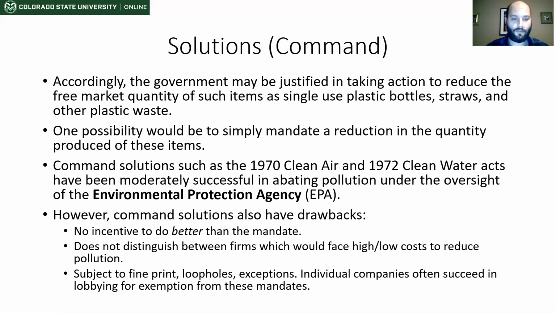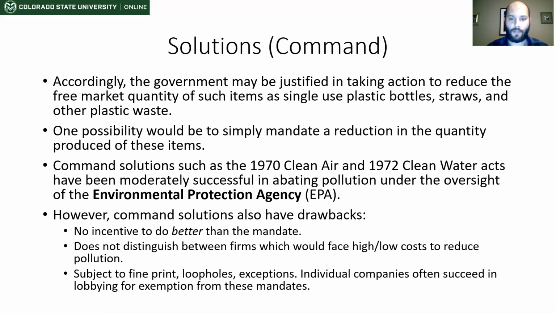Right, so command solutions such as the 1970 Clean Air Act and 1972 Clean Water Act have been moderately successful in abating pollution under the oversight of the EPA. However, these solutions do have some types of drawbacks. First of all, there's no incentive to do better than the mandate. Everybody just has to meet the mandate. So we reduce pollution by some amount, but never really more than that. And it doesn't distinguish between firms which would face high and low cost to reduce pollution.